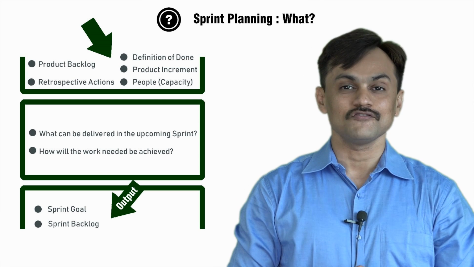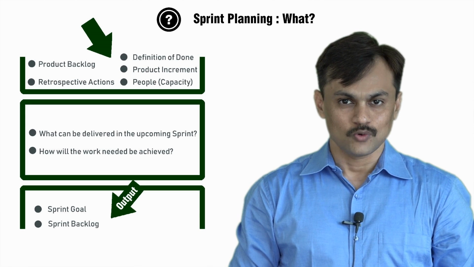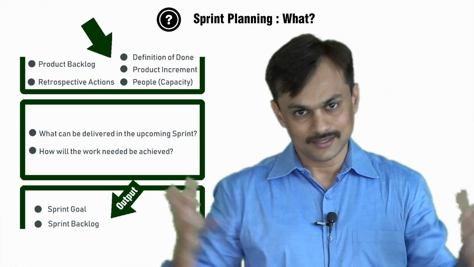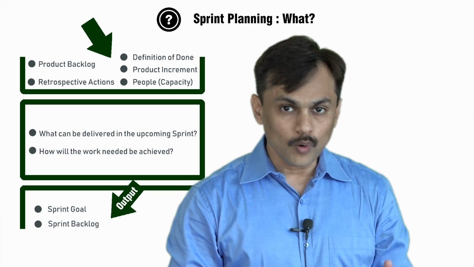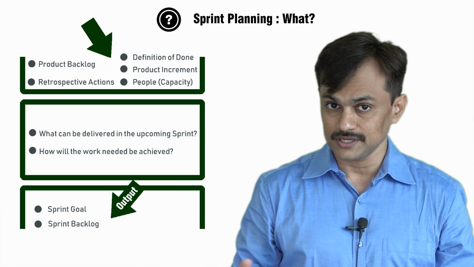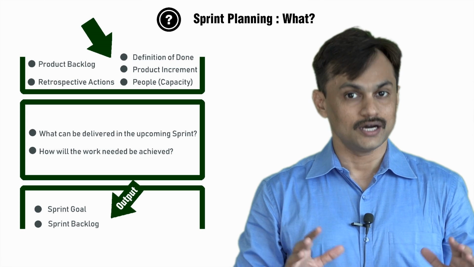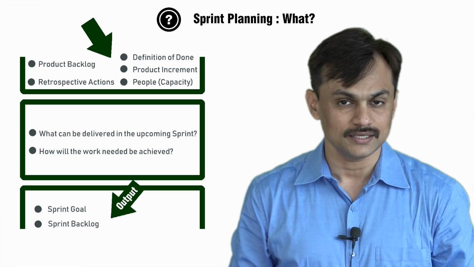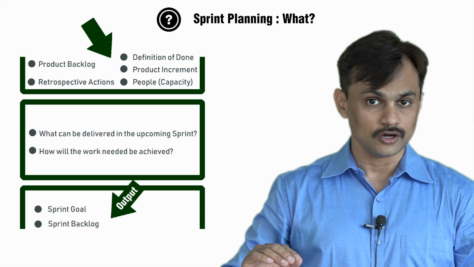The what part of the sprint planning meeting. There is no one universal law, but at the what part we can look at the inputs and outputs of the sprint planning meeting. So it's quite well understood. The output of the sprint planning meeting is the sprint goal and sprint backlog.